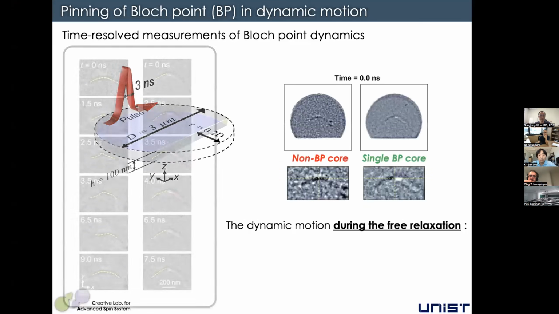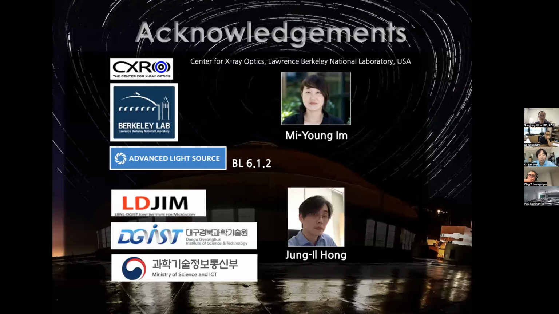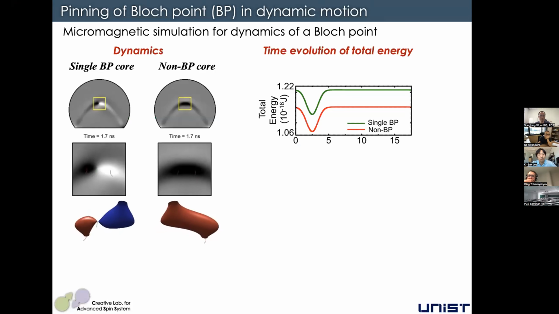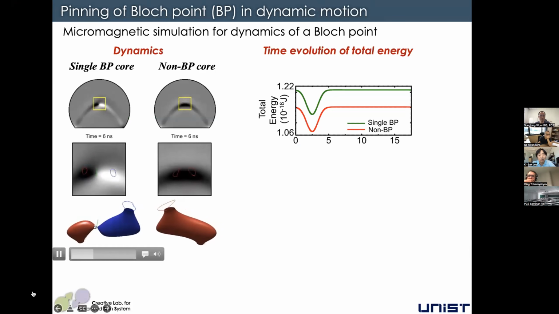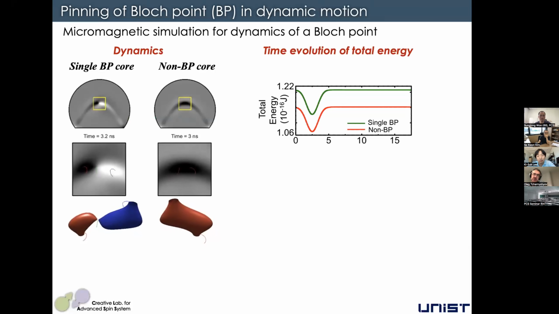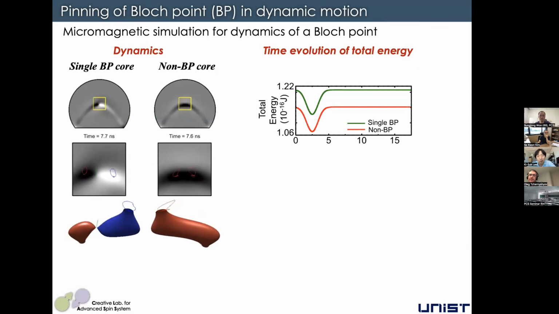So let's look at the simulation. So you can see the Bloch point motion, very small jump of the Bloch point motion, but we have several Bloch point motions. It's about a few below the 100 nanometer scale. Oh, that's substantial on the lattice scale, right? So yes.